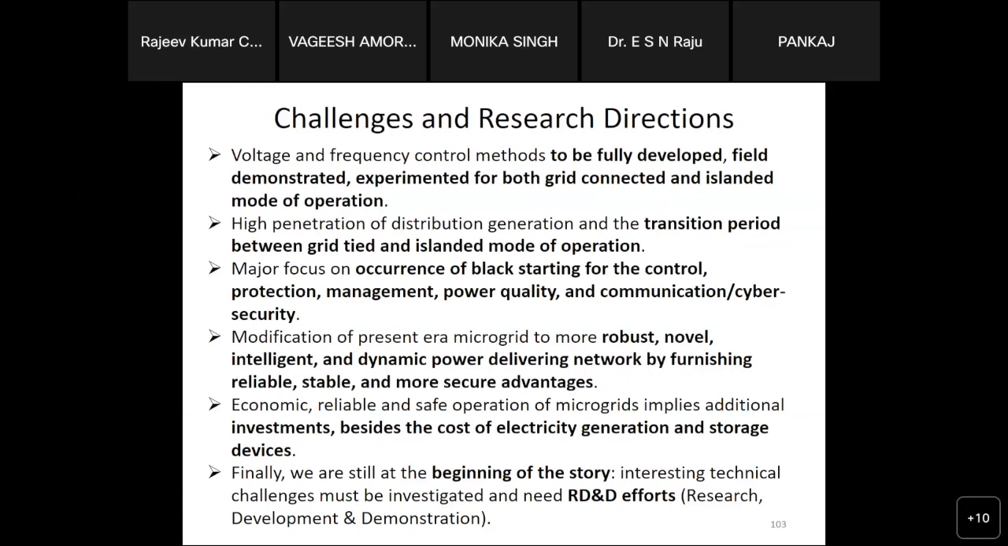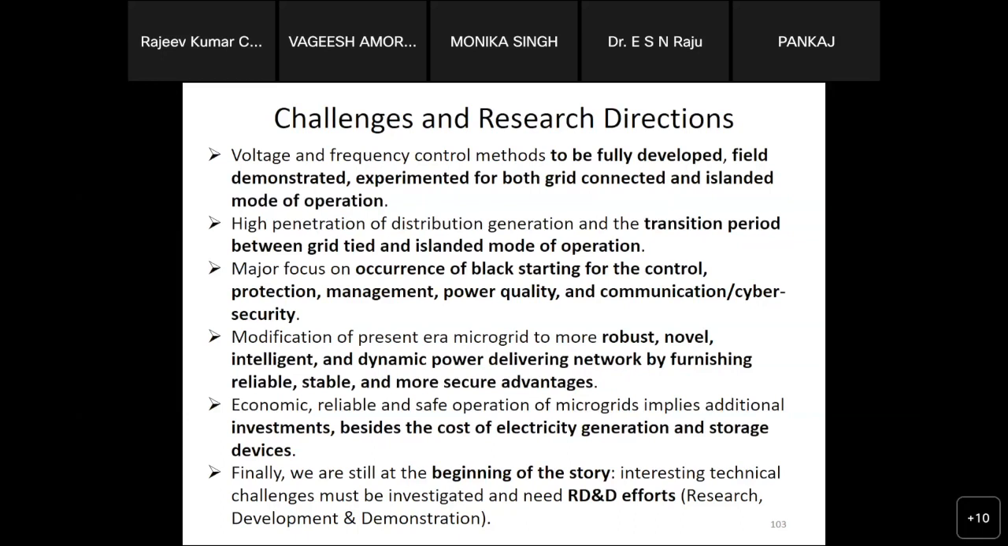And also we have to focus on the occurrence of black starting, and we have to go for different control methods for black starting control. We have to focus on production, energy management, power quality and communication, as well as cyber security.